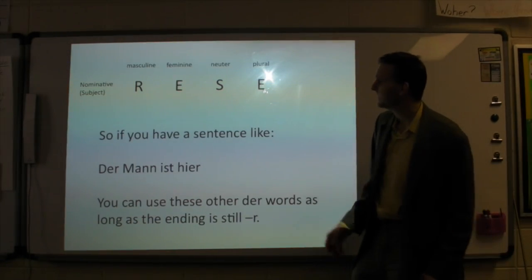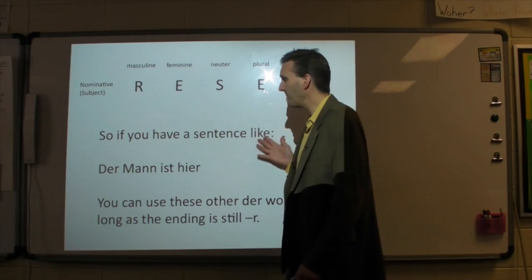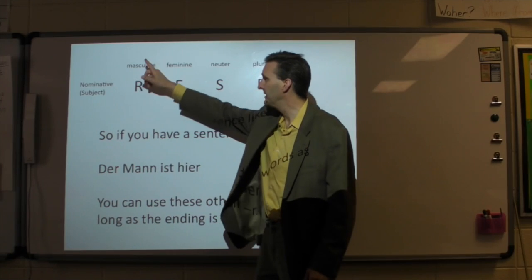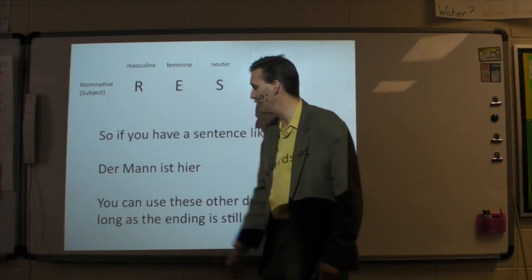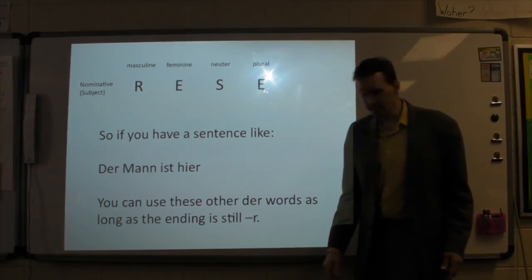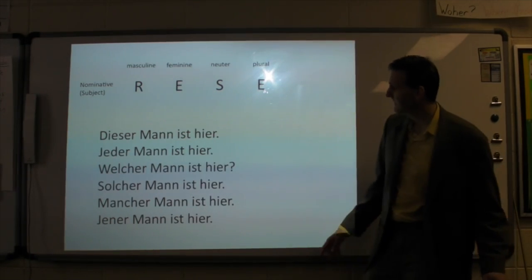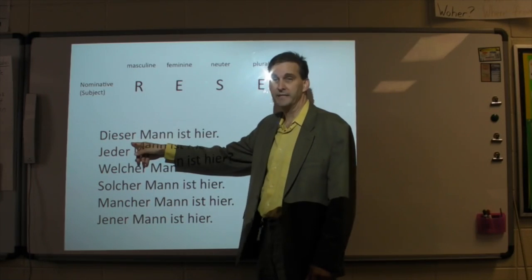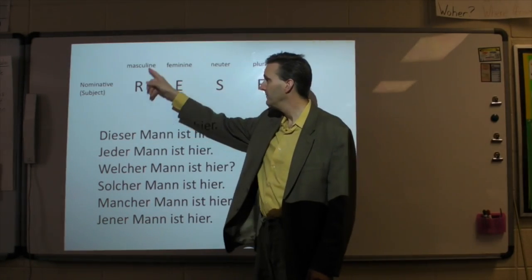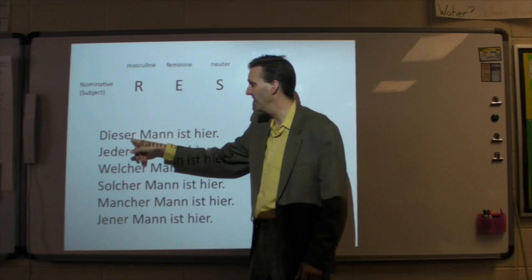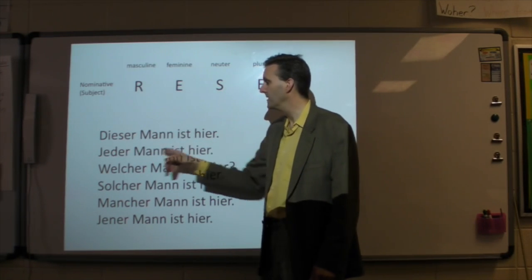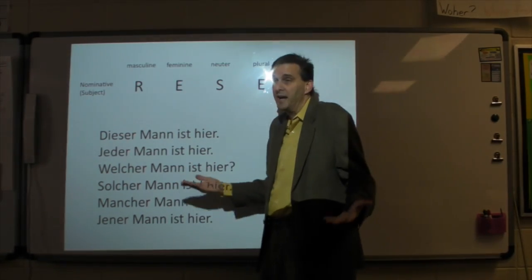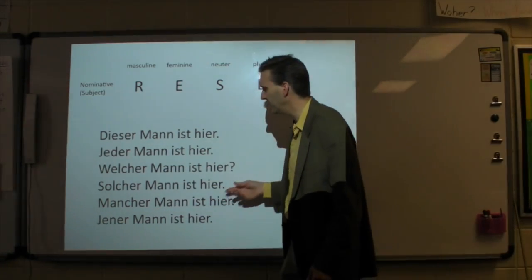So, you remember our sentence, der Mann ist hier. You know why there's an R, because Mann is masculine and it's the subject. Well, that R will go on the other endings as well. So, dieser Mann ist hier. This man is here. I still need the R because Mann is masculine, it's the subject. Or, jeder Mann ist hier. Every man's here. Welcher Mann ist hier? Which guy is here?